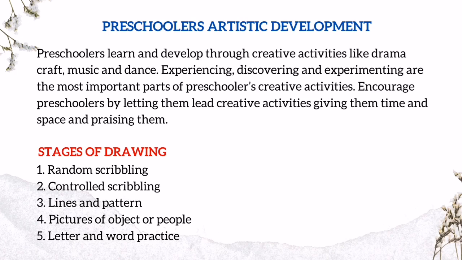There are stages of drawing. Number one is random scribbling. Number two is controlled scribbling. Number three, lines and patterns. Number four, pictures of objects or people. Number five, letter and word practice.